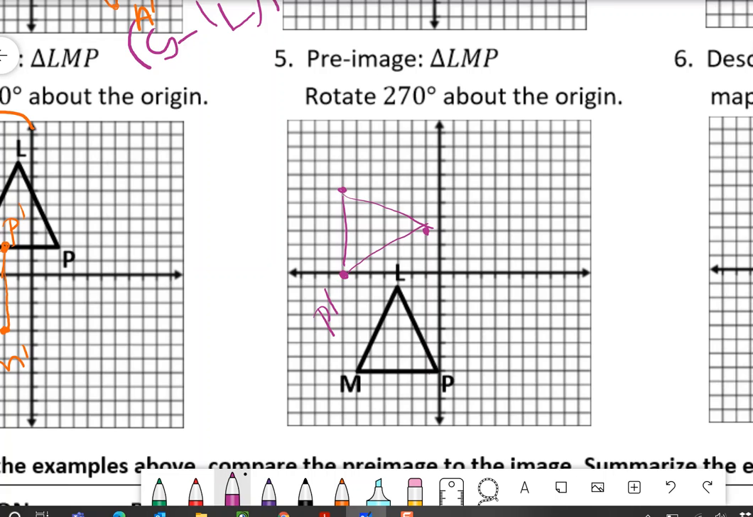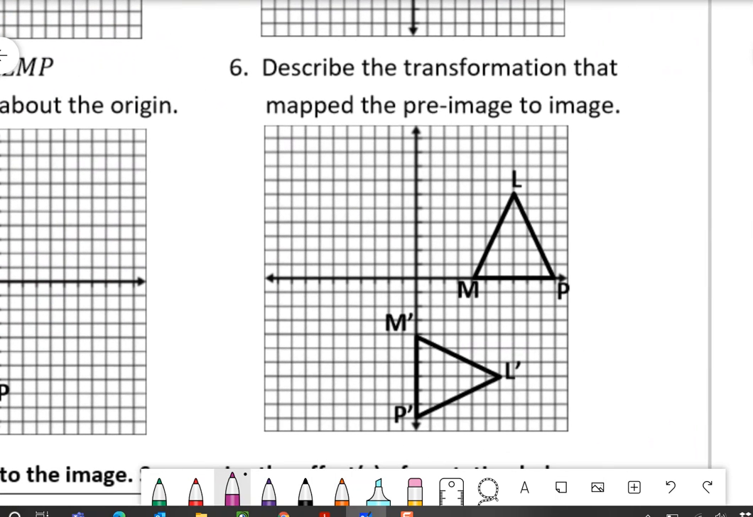So this is from your notes. Last thing here is to describe a transformation. When you describe a transformation, what you need to do is rotate your picture until you get exactly what it looks like. So right now, LMP is in the first quadrant. I need to have it looking in the fourth quadrant. It needs to be facing a different way. So how does it get here?